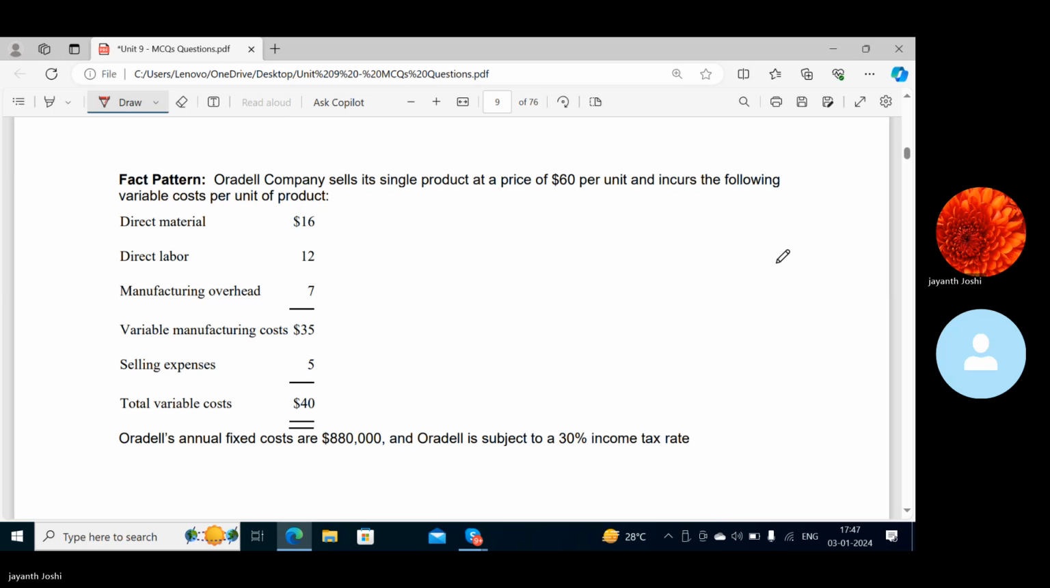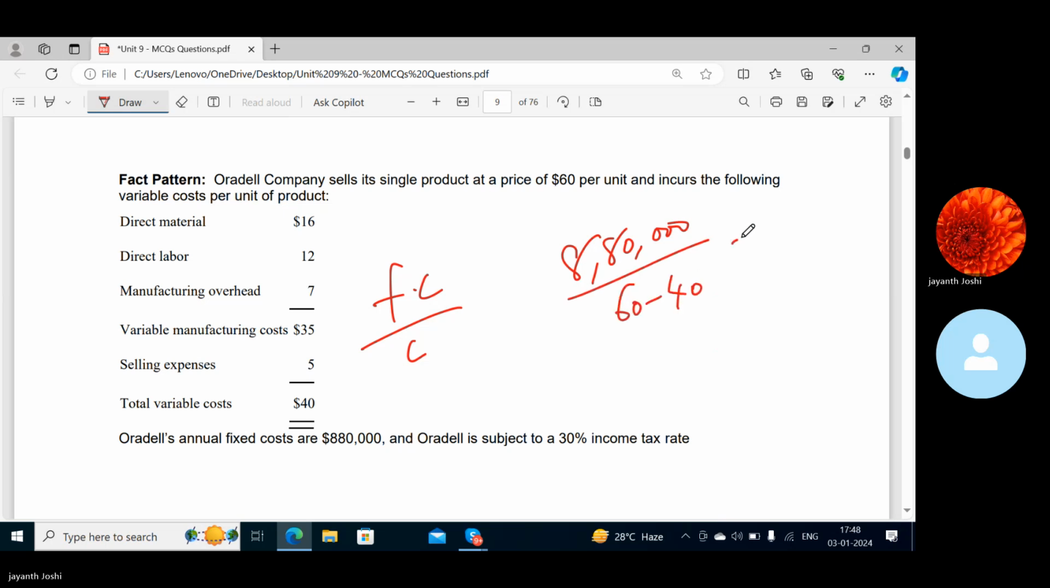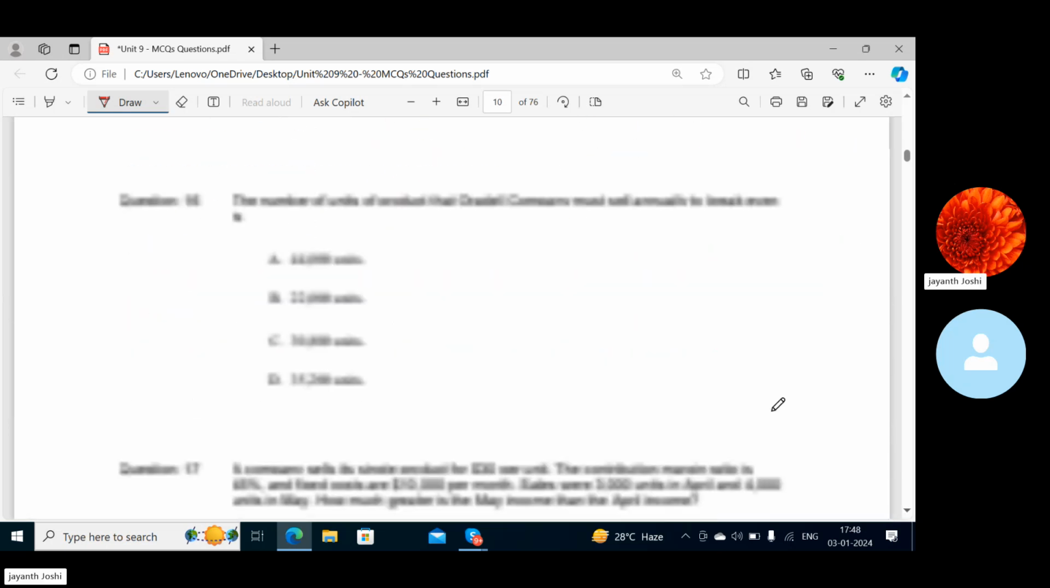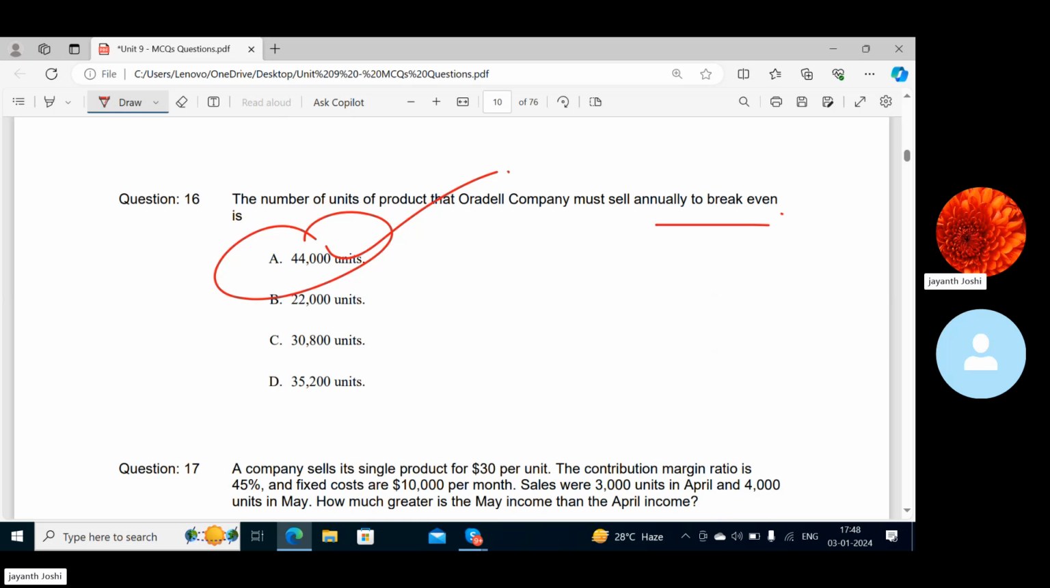Fixed cost is 8,80,000 divided by contribution 20. 8 lakh. Sales minus variable: 60 minus 40, 20. How much? Answer: 44 lakh or 44,000. This is your break-even point in units. Okay. Next one.